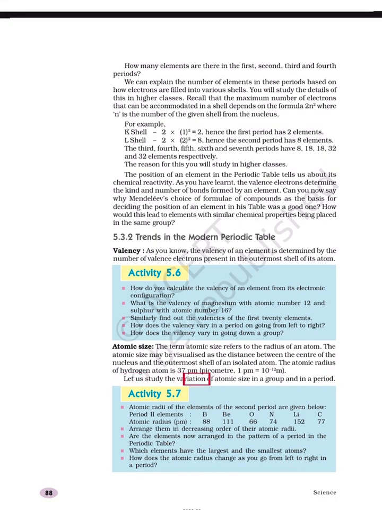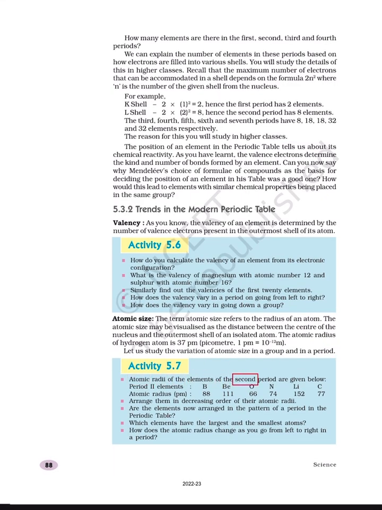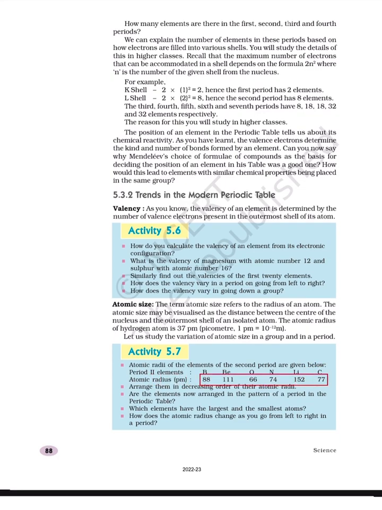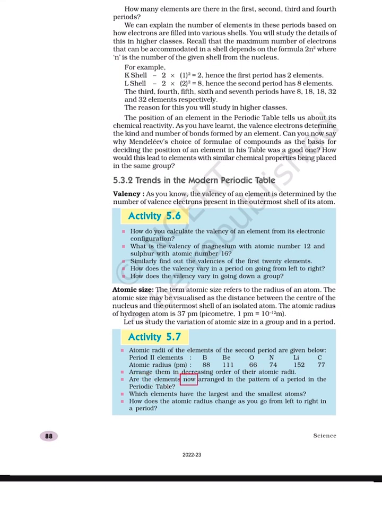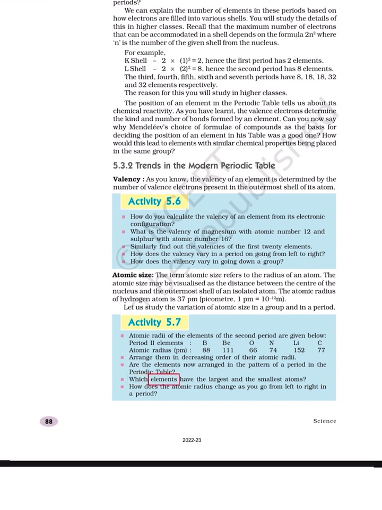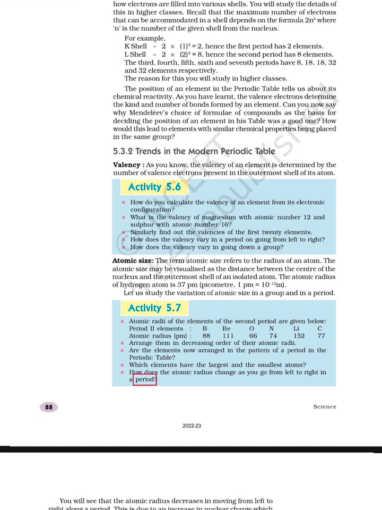Let us study the variation of atomic size in a group and in a period. The atomic radii of the elements of the second period are given below. Period 2 elements: B, Be, O, N, Li, C. Atomic radius in pm: 88, 111, 66, 74, 152, 77. Arrange them in decreasing order of their atomic radii. Are the elements now arranged in the pattern of a period in the periodic table? Which elements have the largest and the smallest atoms? How does the atomic radius change as you go from left to right in a period?